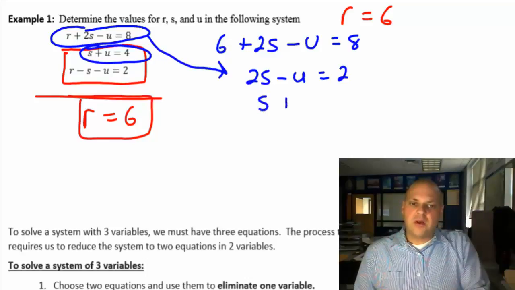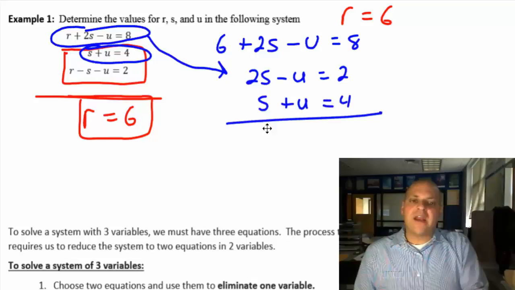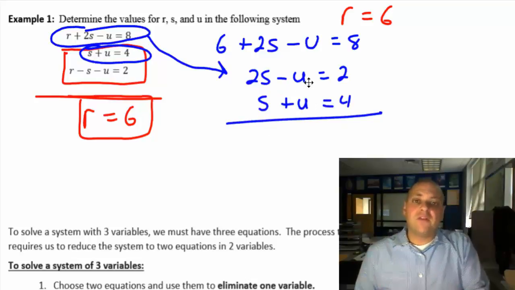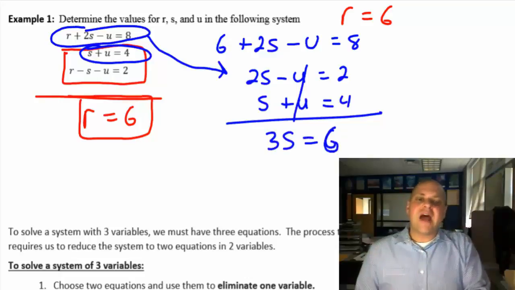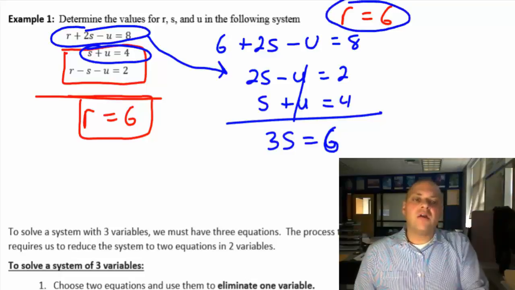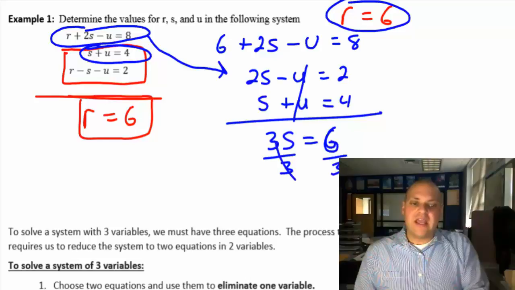I'll use that one. You can use any two equations you want. Now, why did I pick that one? Well, I have a minus u here and I have a positive u here, so I know that's going to drop right out and I'm going to get 3s equals 6. So now I already know r, and now I divide by 3 and I have s equals 2.